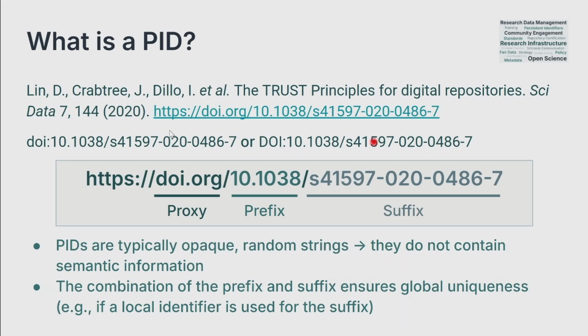And the suffix is more customizable, so it may or may not be quite as unique. But the point is they shouldn't really contain semantic information. And the main point is that this plus this is a uniquely, globally unique identifier. It's the combination of the two that really makes this unique. So this could be a local identifier that you have, but actually it's the combination of the two that gives it that uniqueness.